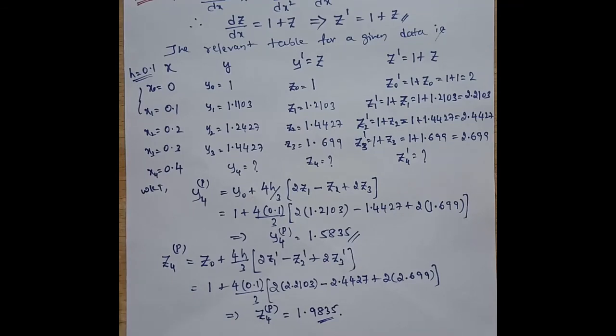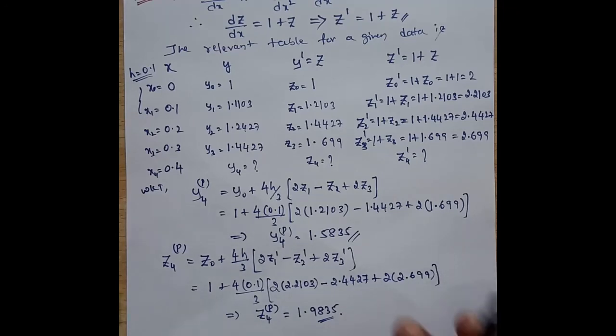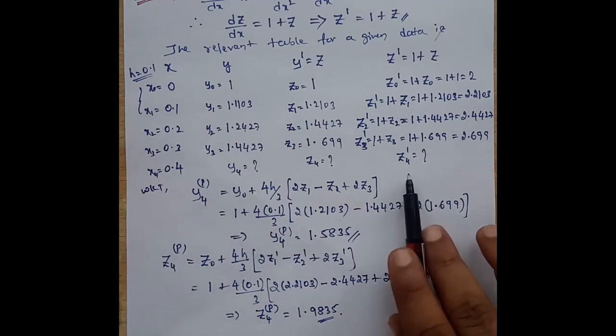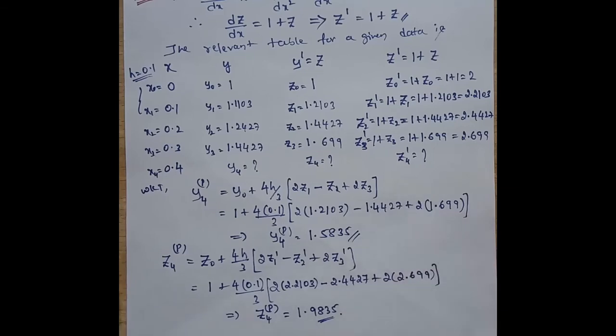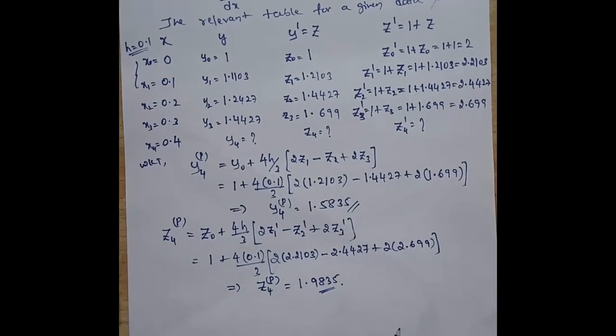This is the predicted value for Z here. So we got the predicted value for Y and the predicted value for Z. The predictor formula, according to the procedure, will apply only once. So this is over now. Now we have to apply the corrector formula. But before applying the corrector formula, we have to find what is this Z4 dash, because the corrector formula contains a term Z4 dash. So let us calculate what is Z4 dash now.